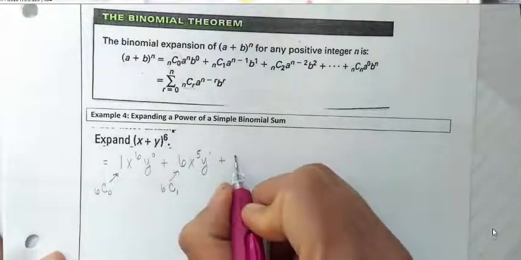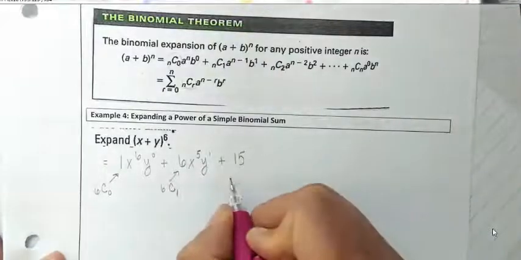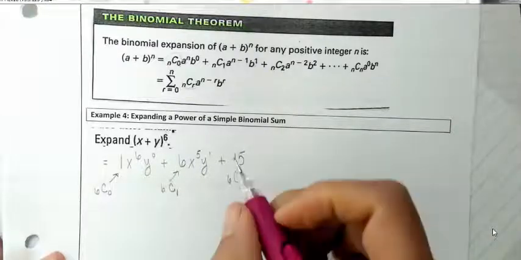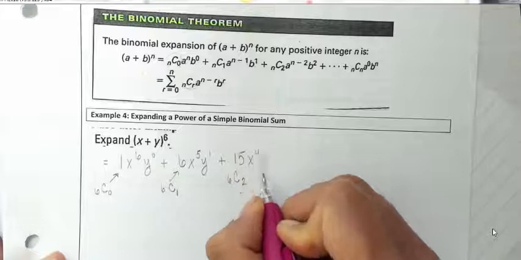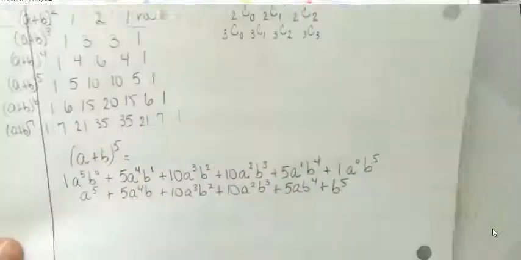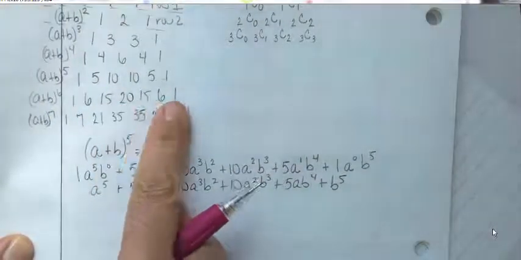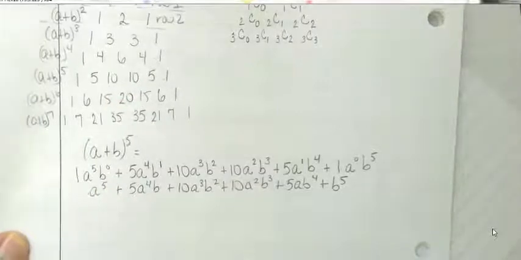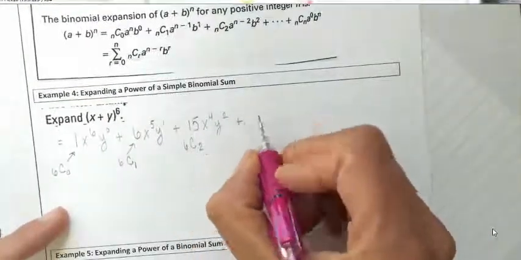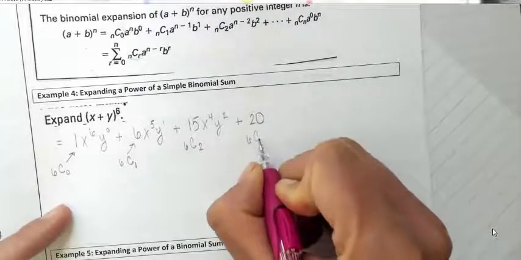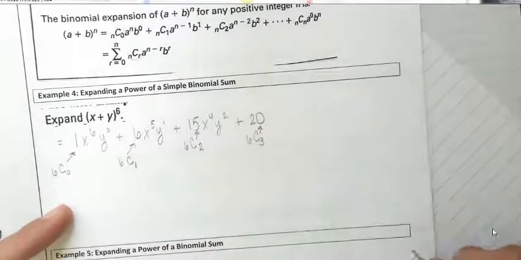Okay, the next one I think was 15. And again, that would come from 6 choose, now you're at 2. X gets 1 less power, Y gets 1 more power. So the next one is 20, and then I just go down. Some of them double. It's like every other one there's a double, and then every other one there's not. I think that has to do with even and odd numbers of terms. Okay, so this is going to be 20, and that would be the same as 6 choose 3. If you don't believe me, you can go ahead and double check that.